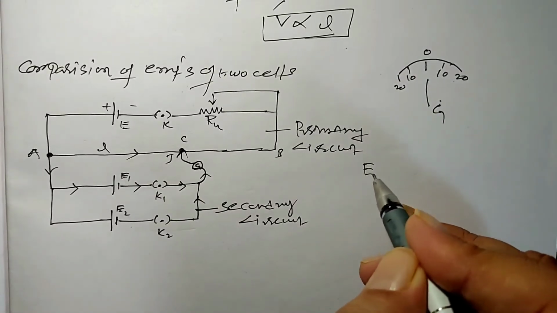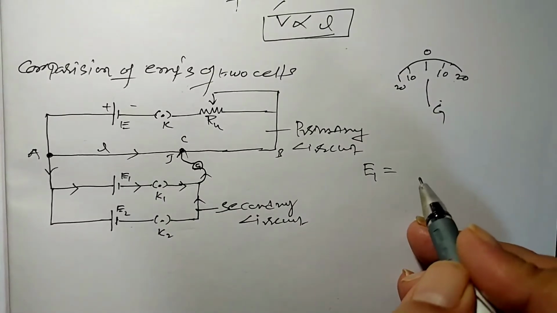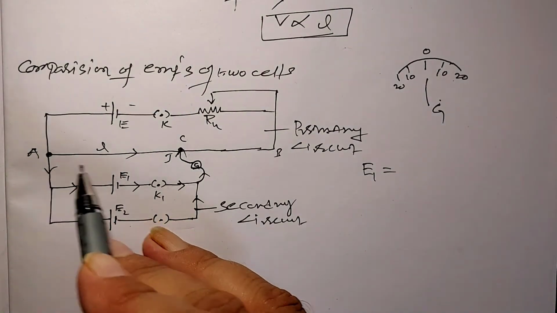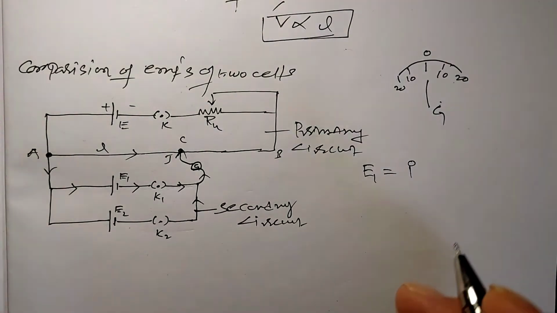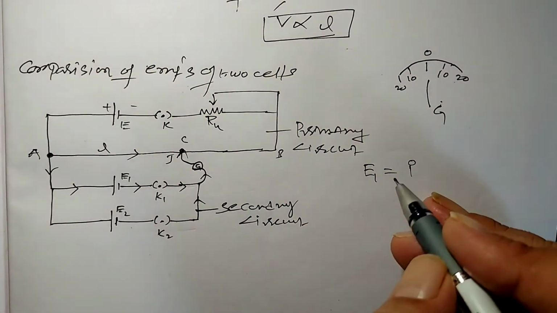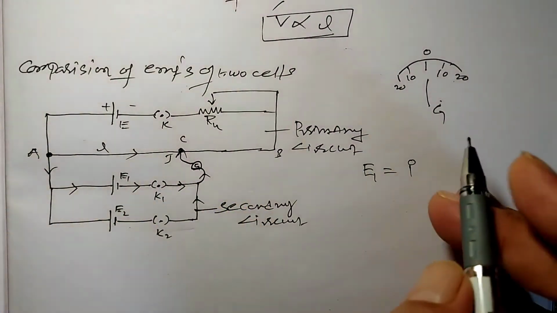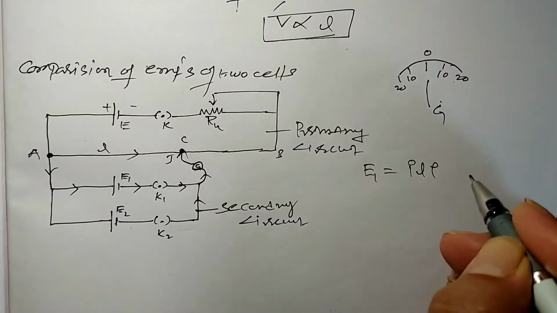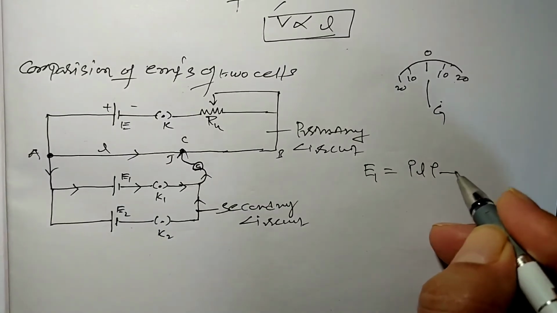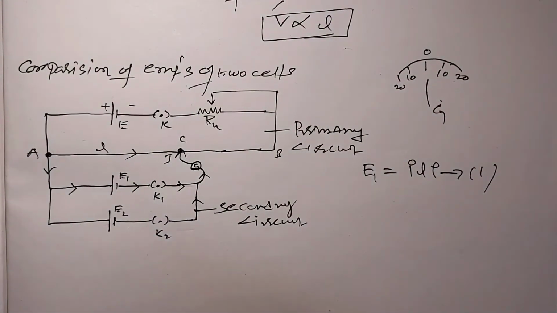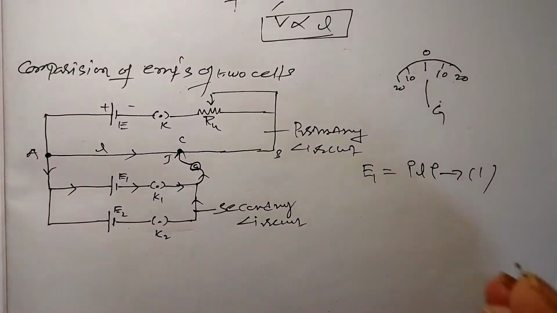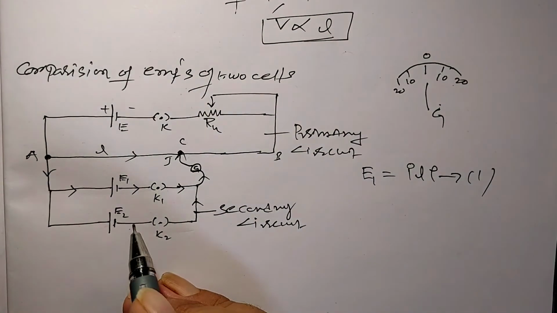Now E1, the EMF of the first cell, is equal to the potential difference between these 2 points: the current passing through the circuit I, and the length between the 2 points L, rho. E1 = I L rho. Equation 1. Here rho is always constant. Resistance per unit length of the wire is constant. Okay, it does not change.